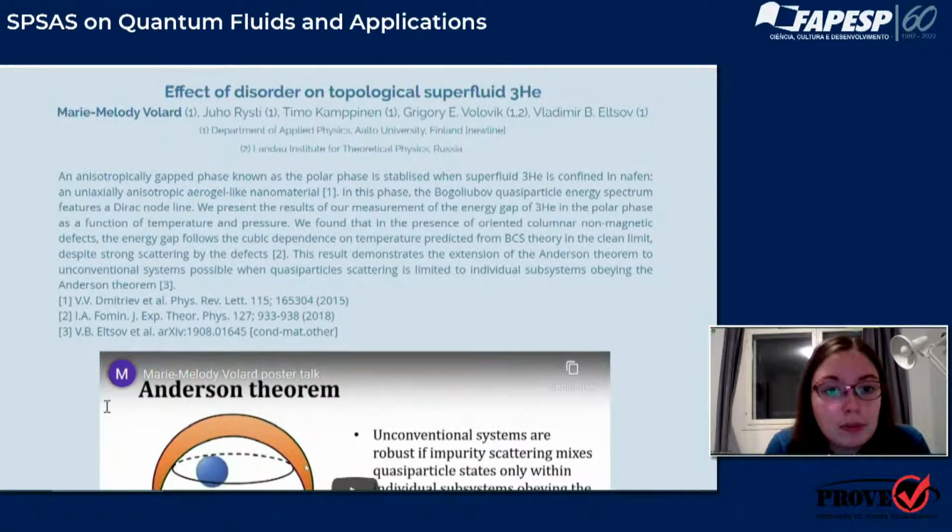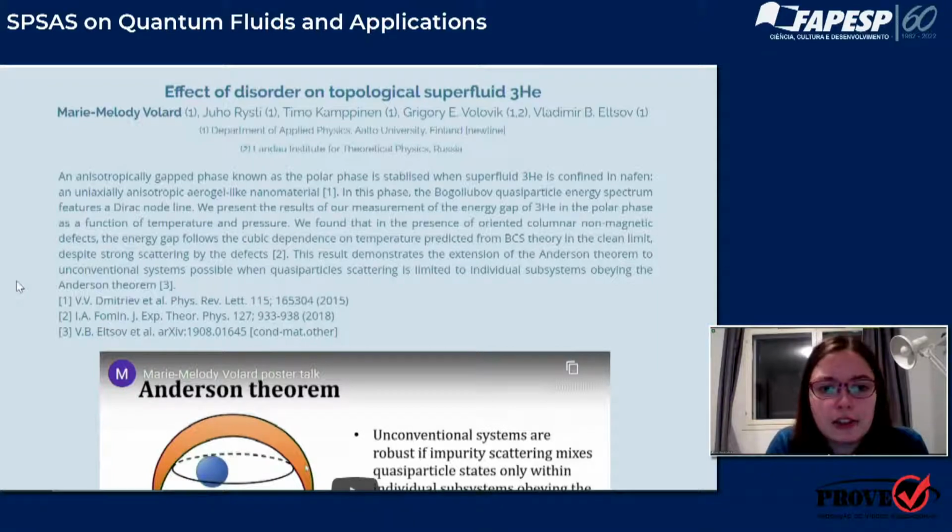And in my group, we are working with superfluid helium-3, which is not really talked much about in this school, but it's definitely a quantum fluid. And in this work, very briefly, we alter the confinement where we keep the helium-3, which creates a new phase that we call the polar phase. And in this particular phase, we did some work to show that the Anderson theorem can be extended to the polar phase of helium-3.